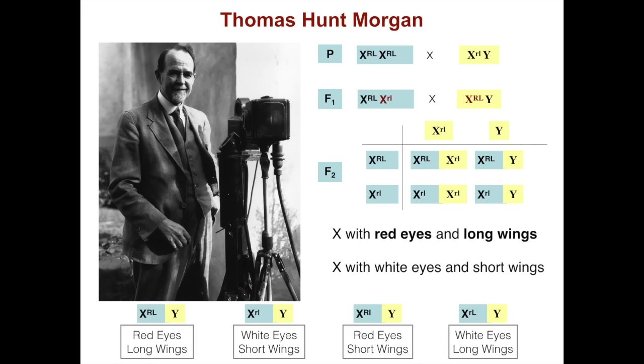So he could get red eyes and short wings together, which is not what you would expect, or white eyes and long wings together, which is not what you would expect from a linked gene. Linkage can be broken. And so this was something that was interesting to Morgan. He turned to some undergraduates for help.